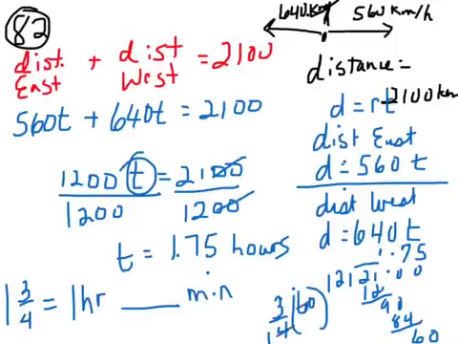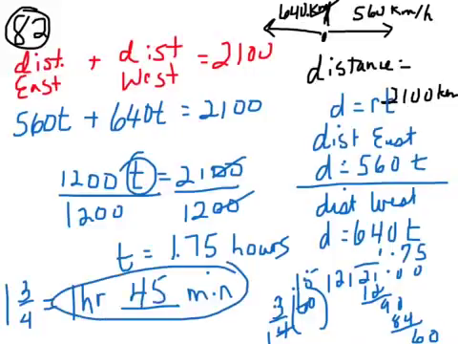4 goes into 4 once. It goes into 60 15 times. 3 times 15 is 45 minutes. So if the book gives it in hours and minutes, they're going to say 1 hour 45 minutes. And if they do decimal hours, they'll say 1.75 hours.